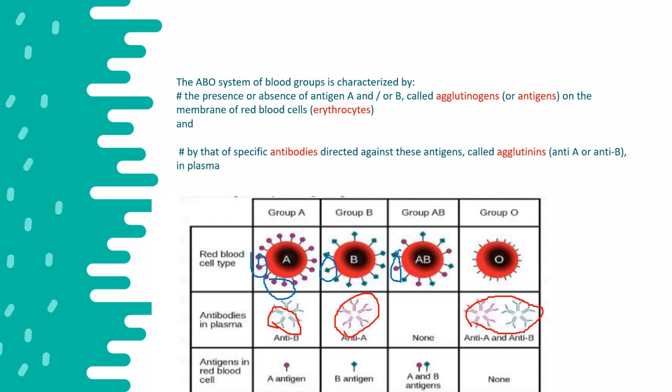As you can see here, blood group A has antigen A, and the antibody for blood group A is anti-B. So blood group A has antigen A and antibody B. Blood group B has antigen B and antibody A. Blood group AB has antigens A and B, and it has no antibodies. Blood group O has no antigen, it has anti-A and anti-B.